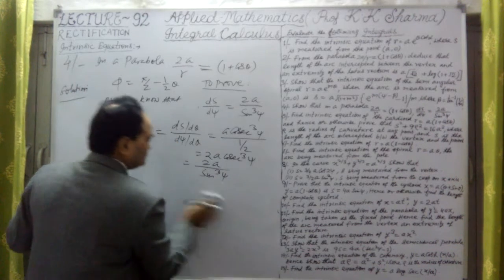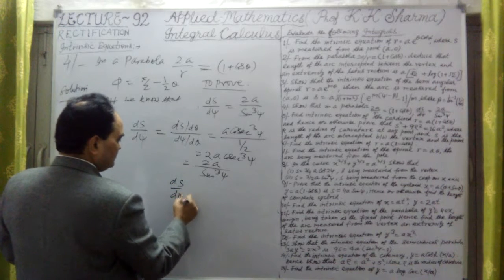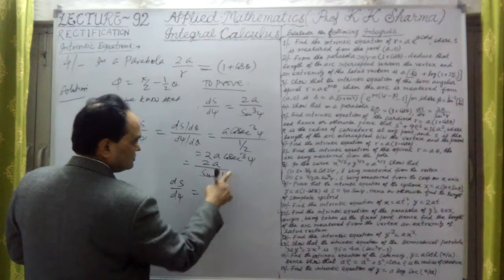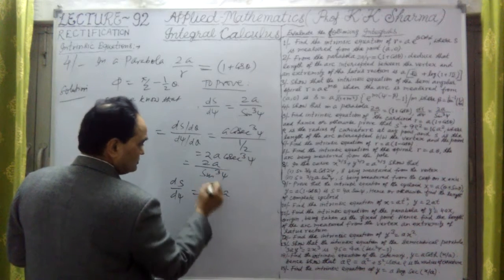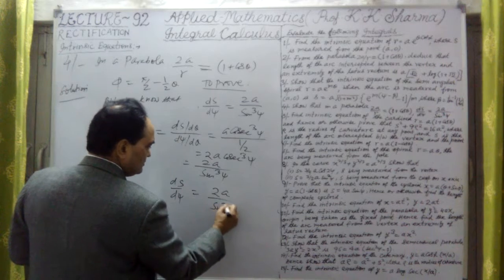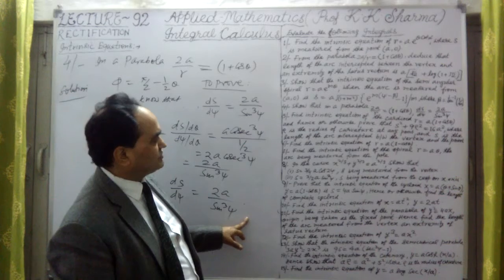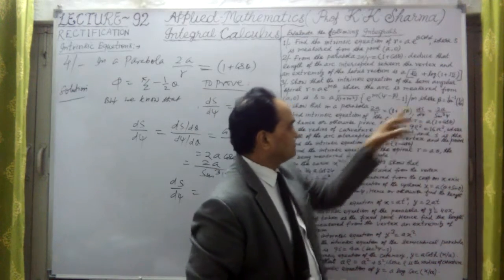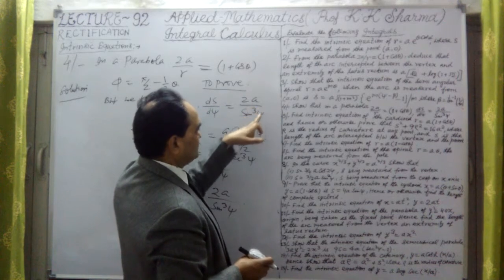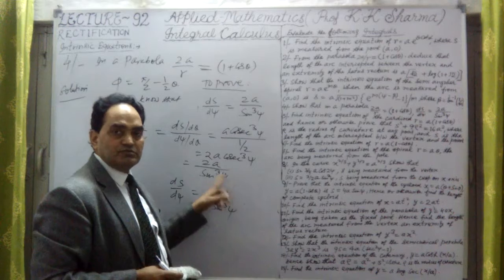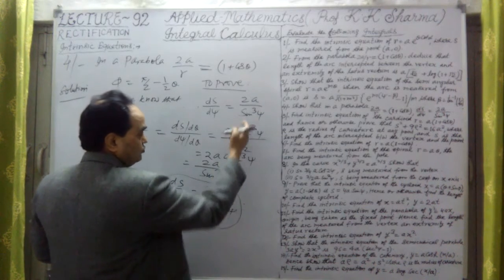Therefore, ds/dψ is equal to twice a into cosec³ψ, or twice a upon sin³ψ. I think this is the proof. We have to prove this: ds/dψ equal to twice a upon sin³ψ. Simple. This is the intrinsic equation which we have to prove here, hence proved.